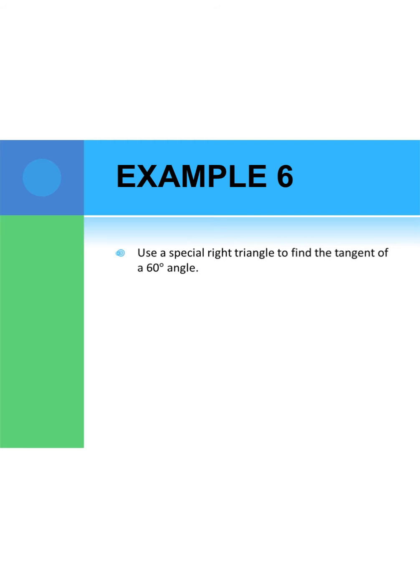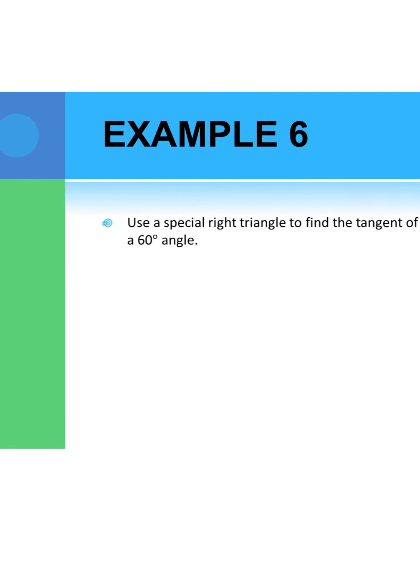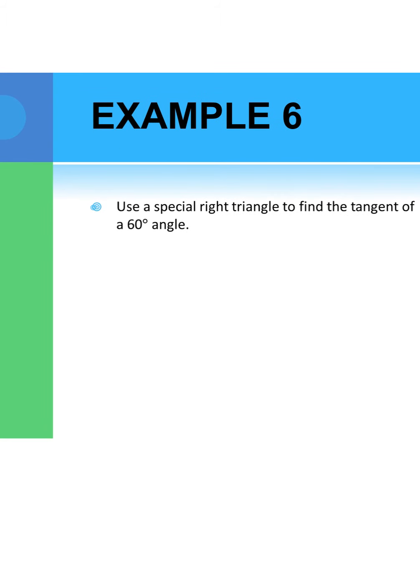Okay, and then this is the last example that we're going to do, example 6. Use a special right triangle to find the tangent of a 60-degree angle. So let's just set up a picture in terms of what we know. We have a right triangle, 90 degrees. One angle is 60 degrees, and the other angle is 30 degrees. So we know this is a special right triangle because it's a 30, 60, 90.